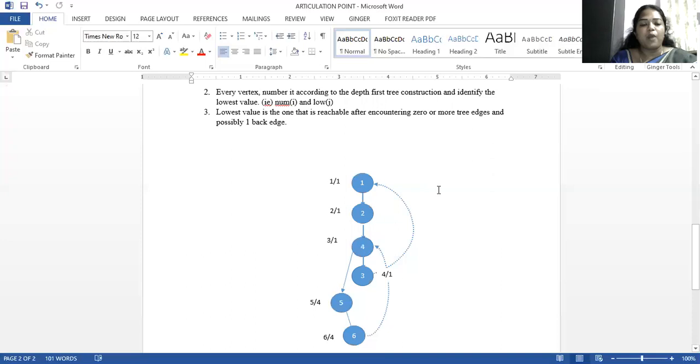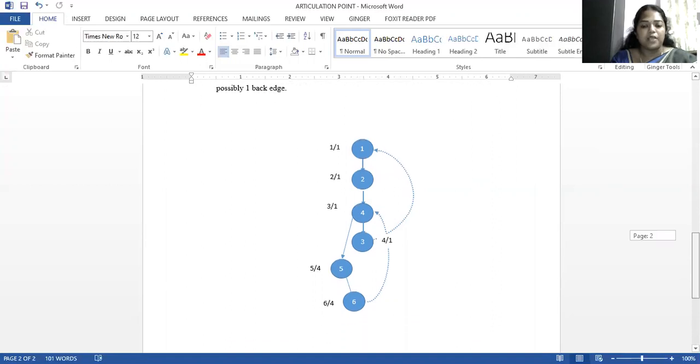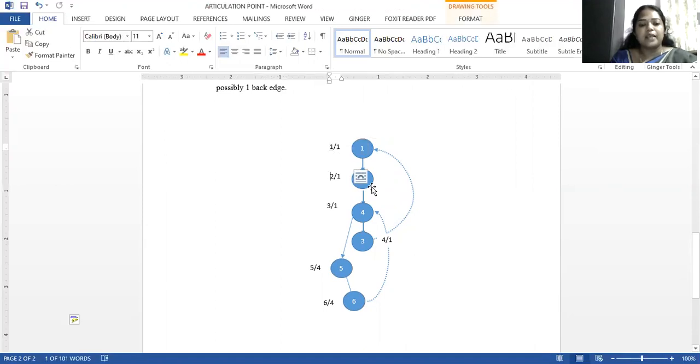So the lowest point is the one that is reachable after encountering 0 or more tree edges and possibly one back edge. So if you check the condition here, 1 is the initial state, so the number is given as 1. Similarly, the second one to be visited is 2, so the number is given as 2. And for 4, the number is given as 3. And again, for 3, as it has been visited as the fourth vertex, the number is given as 4.